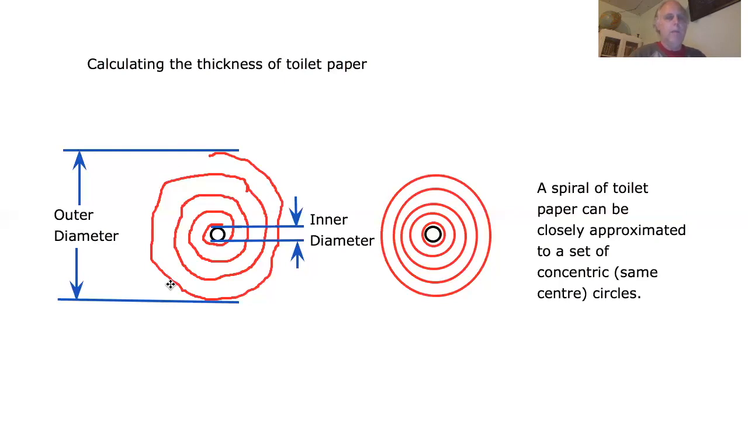Now, as I've indicated here, a spiral of toilet paper can be closely approximated by a set of concentric circles. Those are circles that all have the same center. So if the toilet paper is thin enough, and toilet paper generally is pretty thin, it's a pretty good approximation that each of the spiral turns could be thought of as a circle, a bunch of circles on top of each other. So we're going to use that approximation to help us to calculate the thickness of the toilet paper.